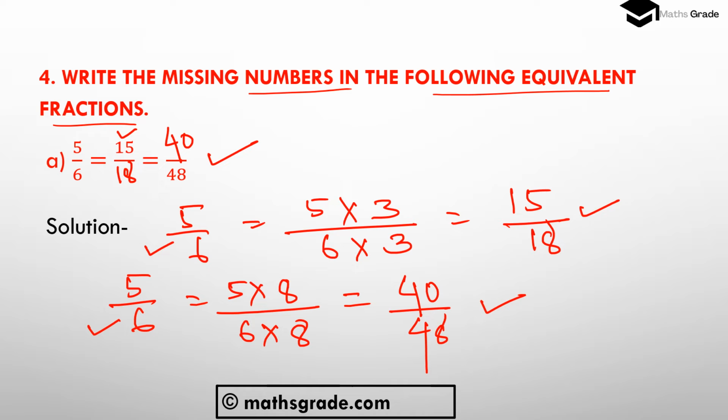So 5 divided by 6 is equal to 15 divided by 18, which is the equivalent fraction of 5 divided by 6, and 5 divided by 6 is equal to 40 divided by 48, and 40 divided by 48 is the equivalent fraction of 5 divided by 6. So the missing numbers are: the denominator is 18 and the missing numerator is 40.